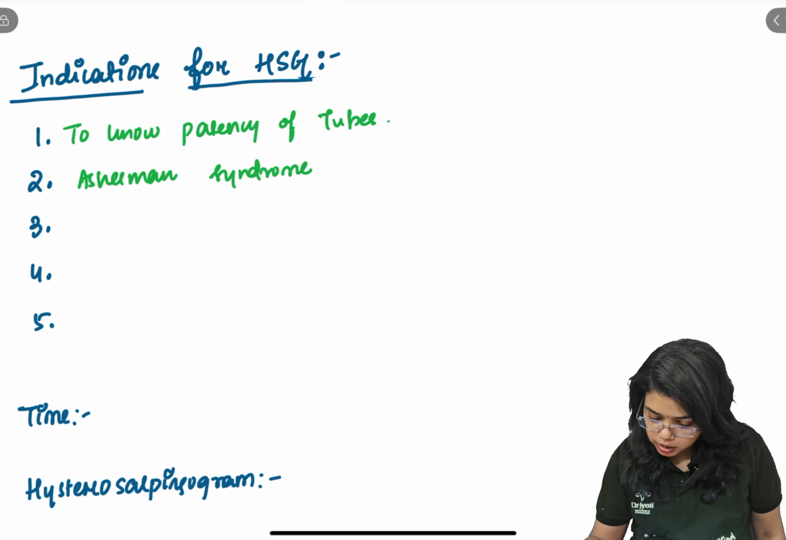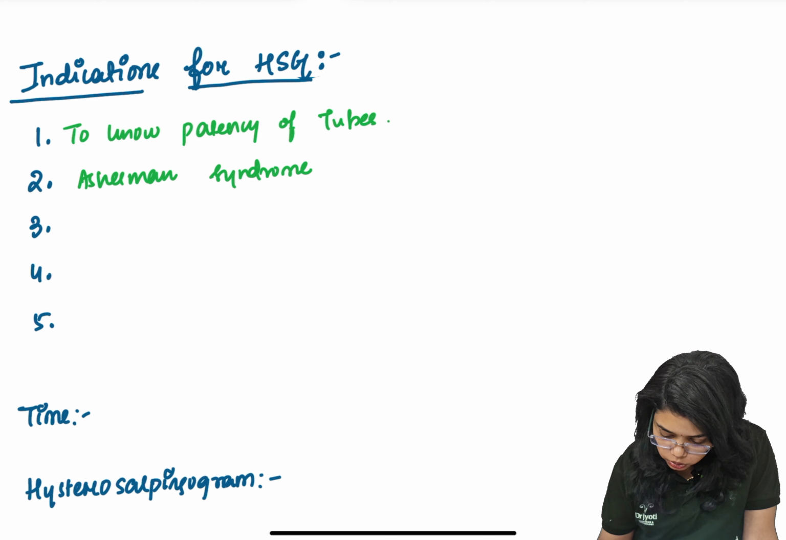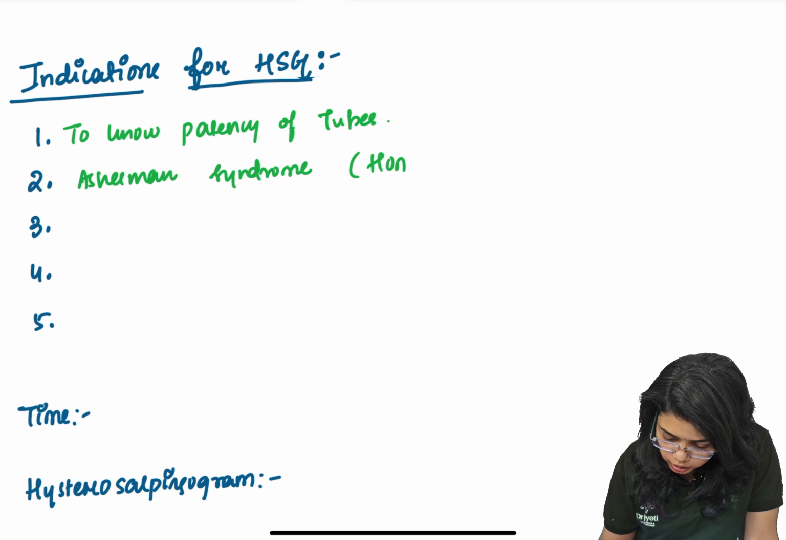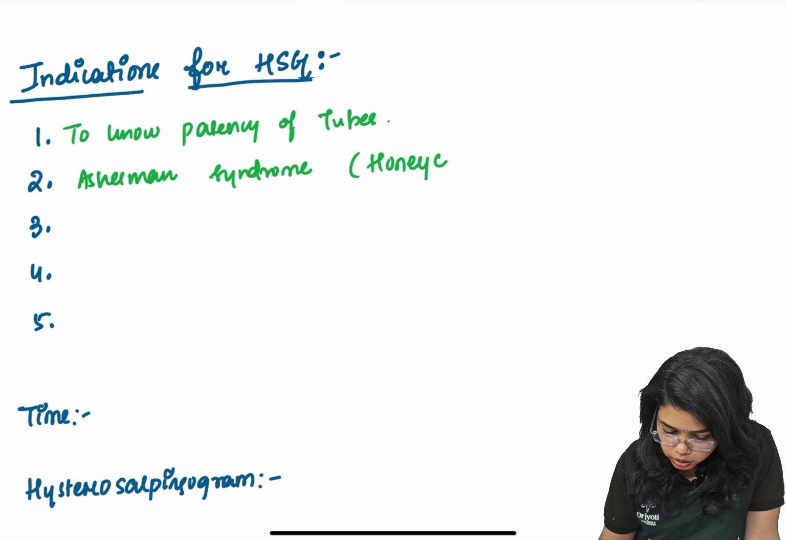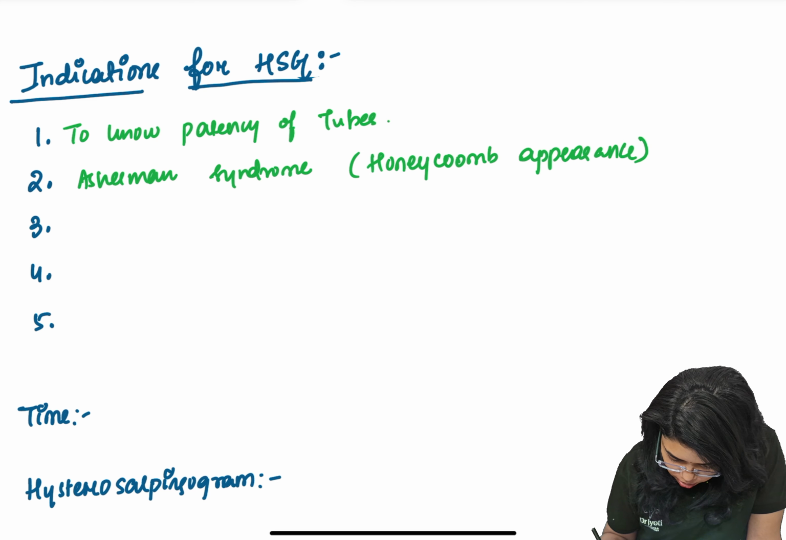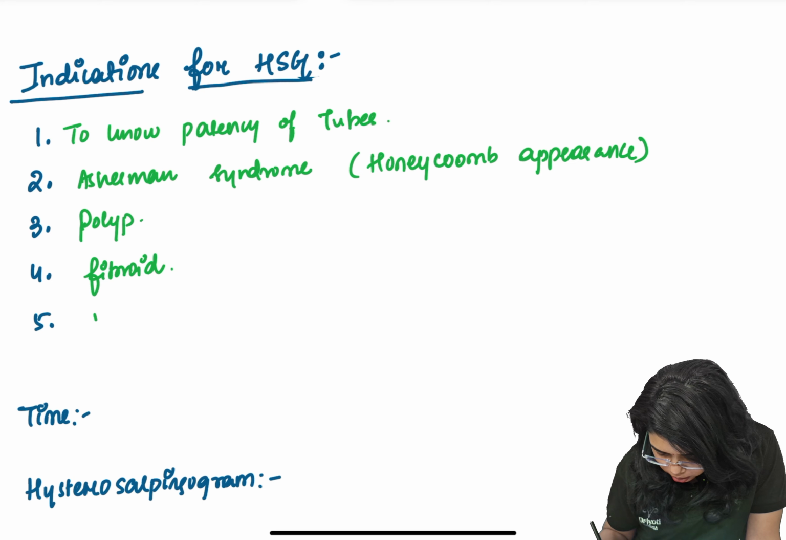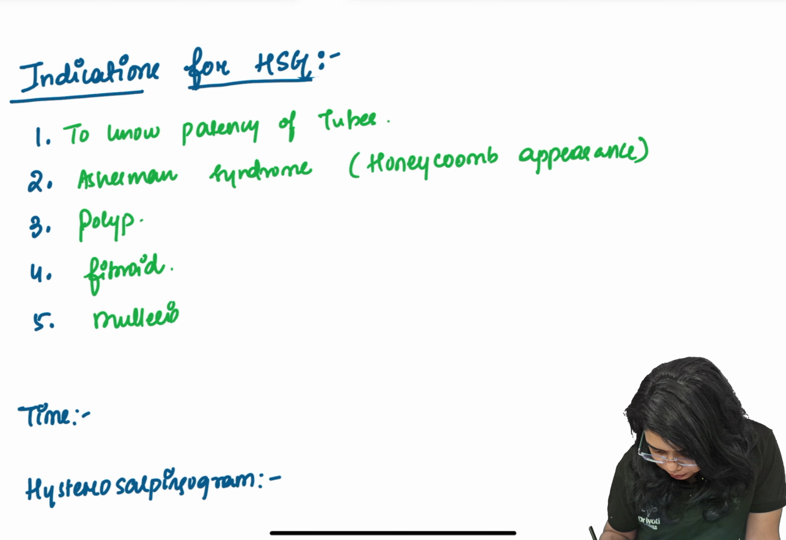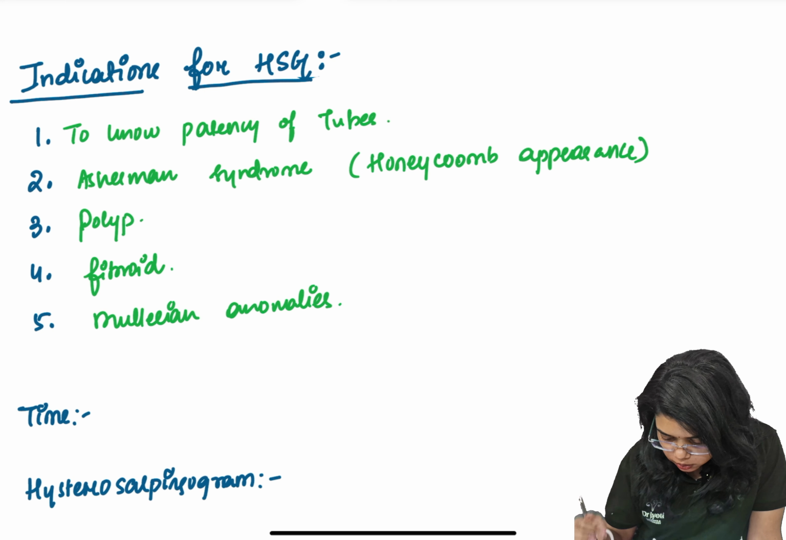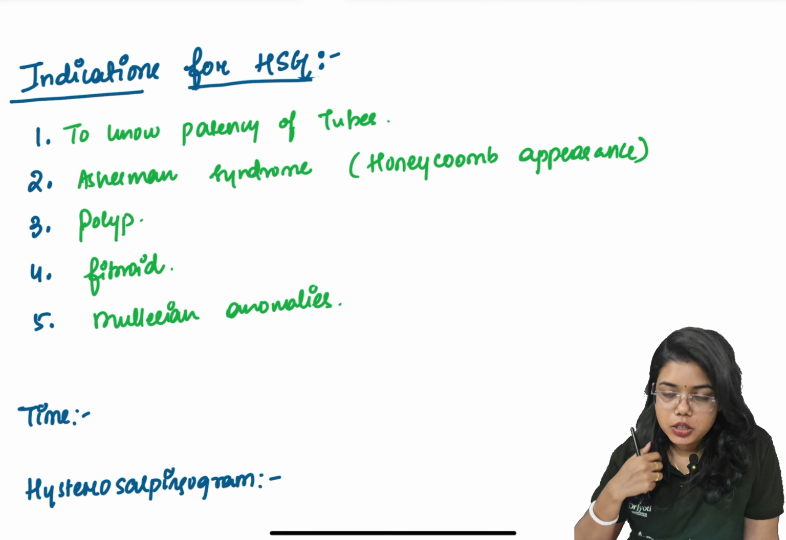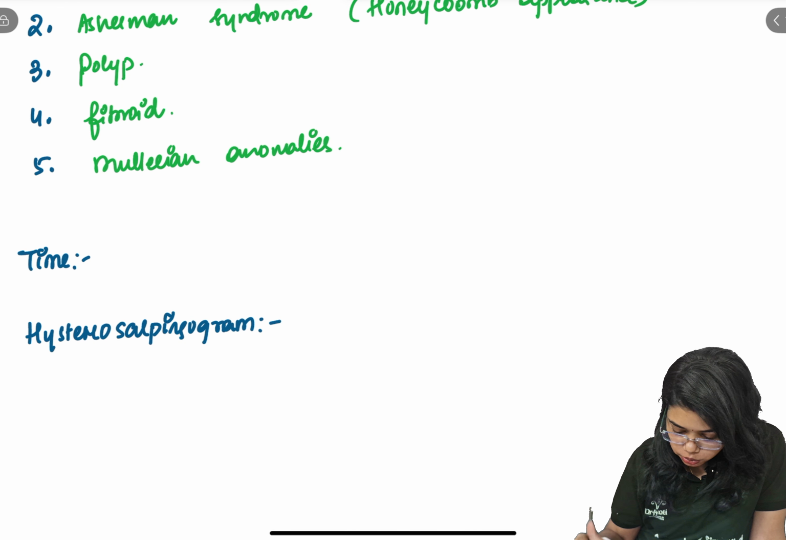Then to know the patency of the tubes, and to diagnose Asherman syndrome. In Asherman syndrome, the HSG picture will show a honeycomb appearance, with filling defects in the uterus. Then to diagnose polyp, submucous fibroid and Mullerian anomalies. So these are the indications for HSG.